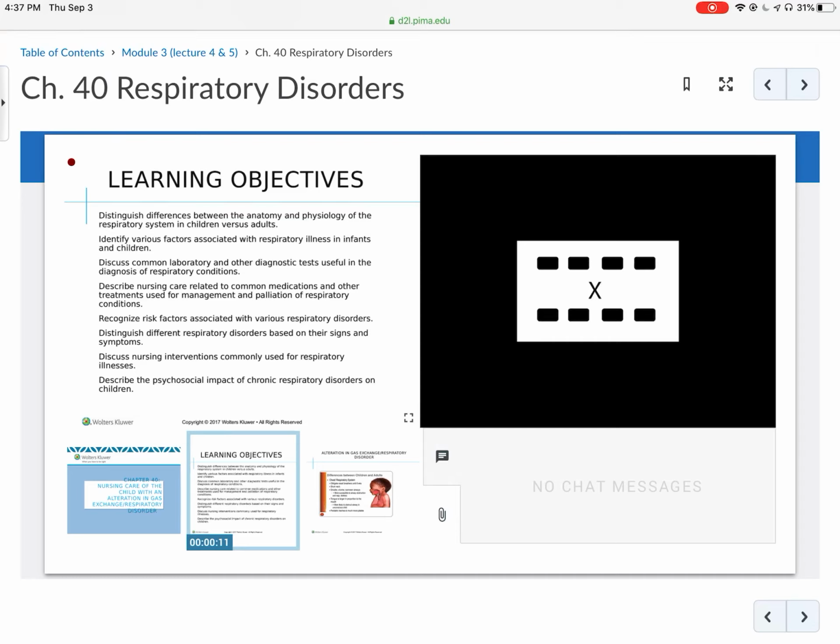We're going to talk about a few of the lab tests, maybe not too many of those. We're going to talk about a couple of the medications. We're going to talk a little bit about risk factors with some respiratory disorders. We're going to talk about some of the signs and symptoms, nursing interventions, and then family impact.